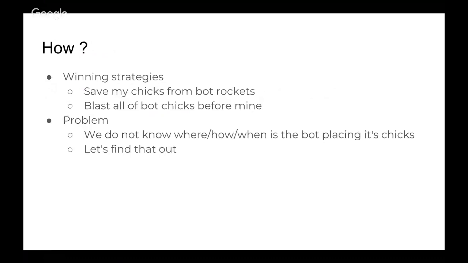There were two strategies that we could come up with. One was to save all of my chicks from bot rockets: somehow figure out where the bot is deciding to place its rockets, and make sure that I'm not putting my chick in one of those blocks. The other strategy was to blast all of the bot's chickens before mine. Primarily, that means I place my rockets in those grid locations where I know that the bot will be placing its chickens. And we chose to go ahead with this second strategy for our exercise.